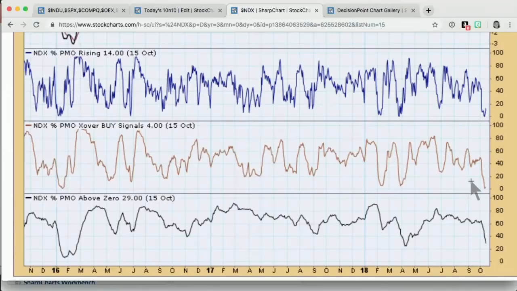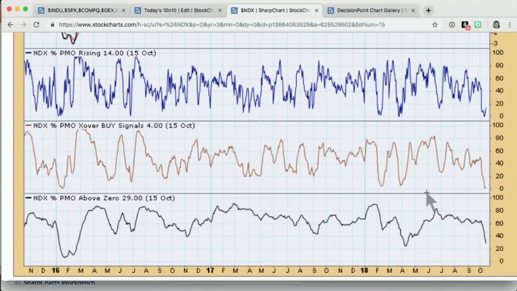Look at this one though, the crossover buy signals. Right now, only 4 out of the 100 components have crossover buy signals. We're looking at some very oversold conditions as far as these indicators go, and you're going to see that on a lot of these indicators. This isn't to say that they can't go lower.